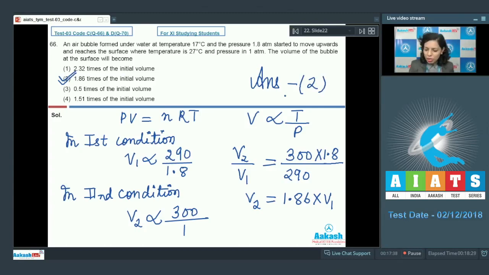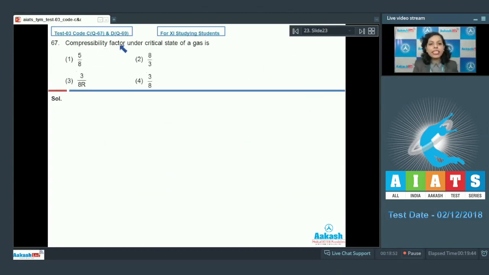And yes, it's the turn for question number 67. Compressibility factor under critical state of a gas is? So we are just going to talk about the compressibility factor at critical state. I'm just considering it as ZC, that is equal to PC VC upon RTC. It means we are considering pressure as the critical pressure, critical volume and the critical temperature.